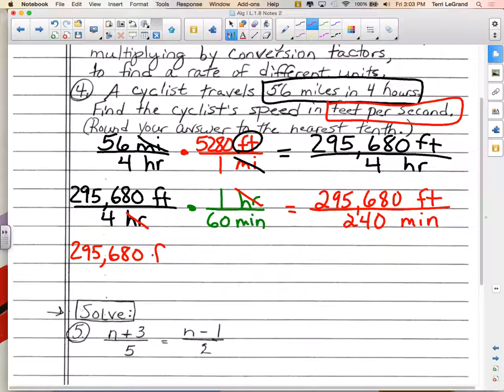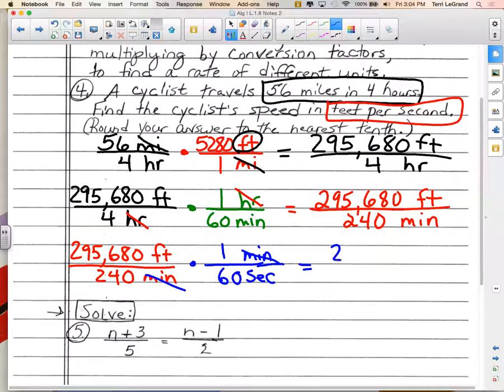295,680 feet over 240 minutes. And we're going to have to multiply by another conversion factor because we still don't have our seconds. So we need the minutes to go away. So we're going to start like this. Minutes, you got to go away, so you got to be upstairs. Minutes up, seconds down. What are we going to put? 1 over 60. 1 minute has 60 seconds in it. And now our minutes are going to cancel away.